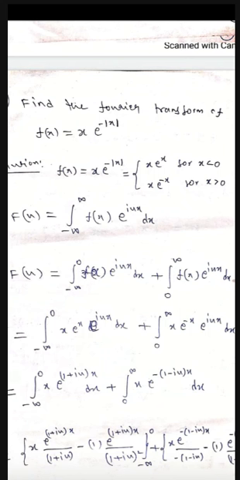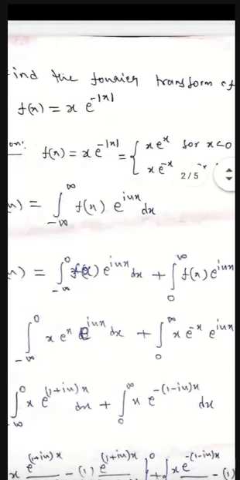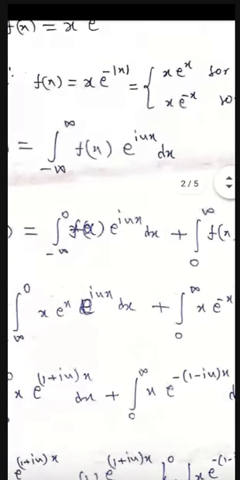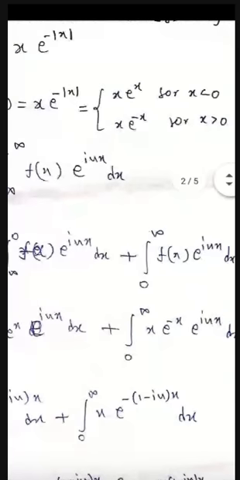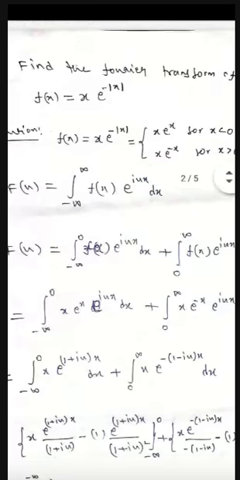Minus infinity to 0 means x is negative. Up to 0 means it is negative, so that's the reason I have taken f of x for negative x. When x is negative, in the place of f of x, I can substitute x into e power x, and e power iux as it is. Next, 0 to infinity means x is positive. We start from 0, ending with infinity, so there is no negative sign, so x into e power minus x I substituted in the place of f of x.